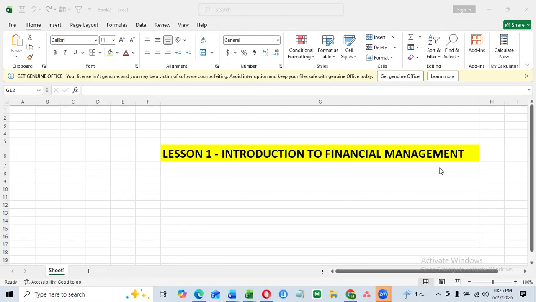My name is Williams, and over the next few sessions, we are going to take a very practical journey into how money works inside a business, not just as an accountant, but as someone who drives business decisions. So this is the first lesson we'll be looking at in this financial modeling course. And the lesson is on Introduction to Financial Management. That's lesson 1.